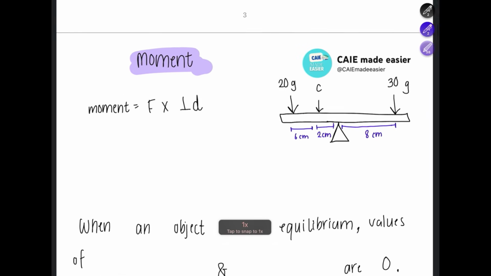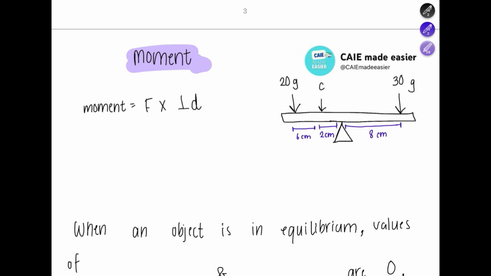Now, for moments, remember, moment is force multiplied by perpendicular distance. And this is an example of moment. This seesaw has a clockwise moment or an anti-clockwise moment in the other direction. The unit would be Newton meter.